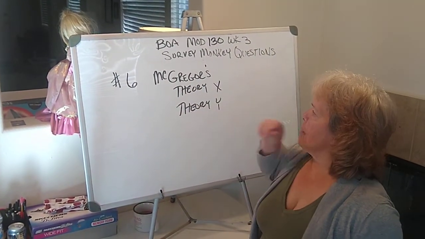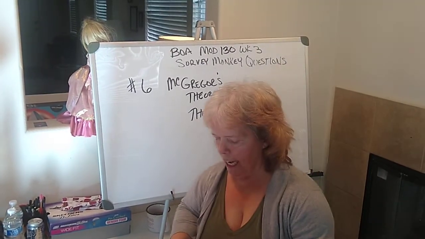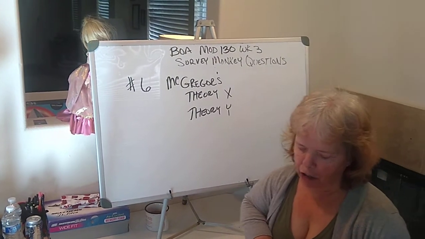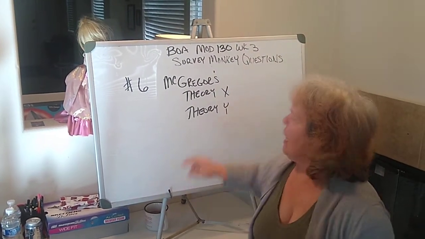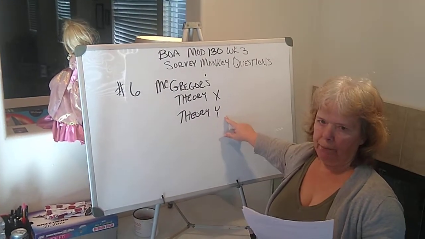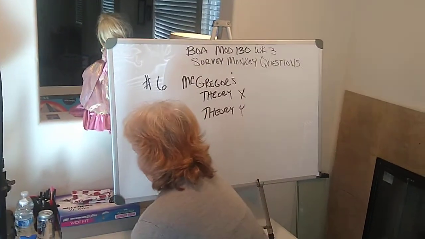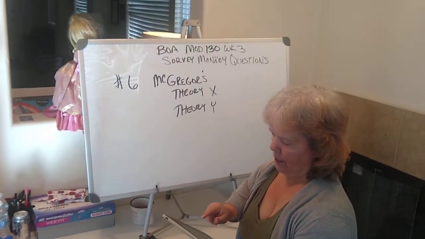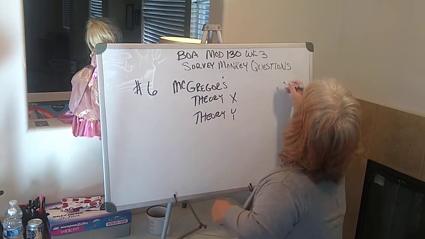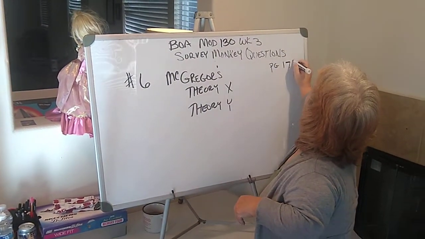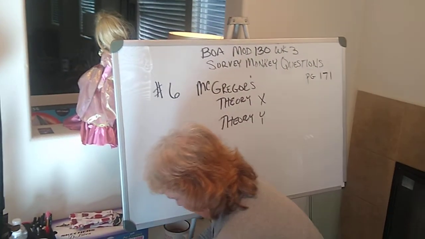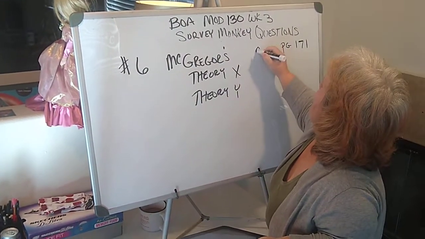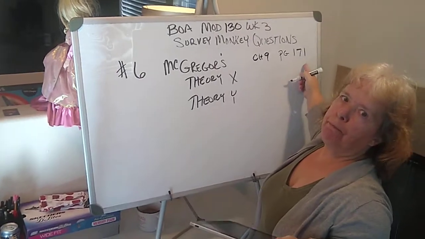So anyway, today we're going to do 6 through 10. So let's take a look at it. Number 6 asks you to compare and contrast McGregor's theory X and theory Y. So, in your business textbook, this is going to be found on page 171. And this is still in chapter 9, I believe. Hold on, let me just double check that. Yeah, chapter 9, page 171.